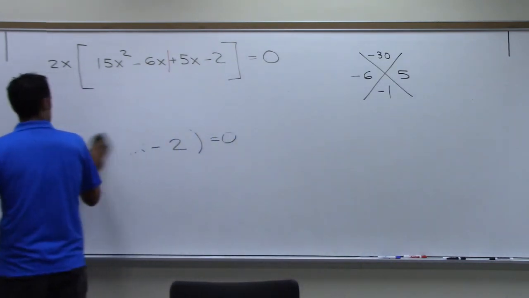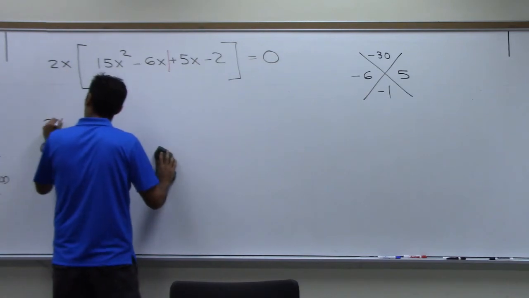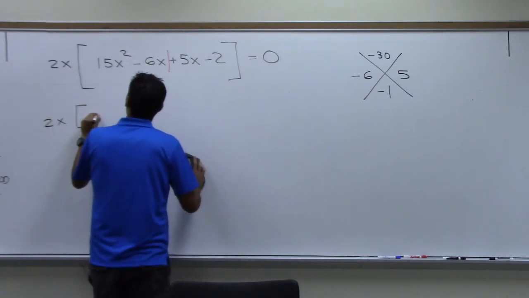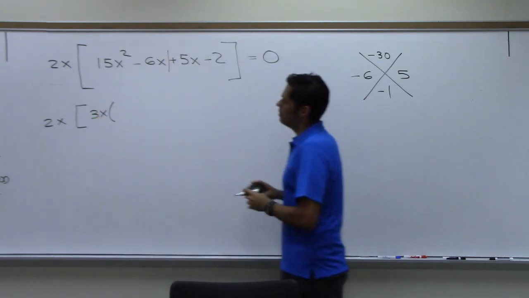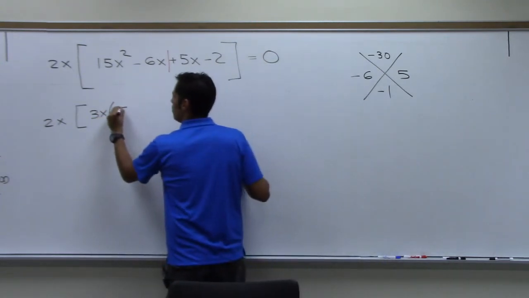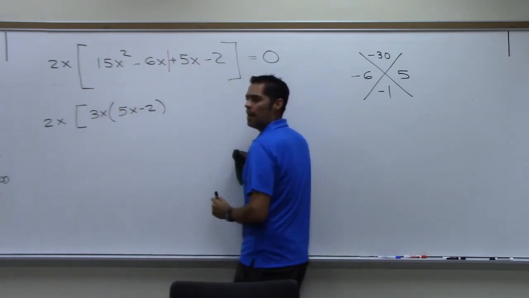What do you have as far as a GCF here? Just x? 3x, okay. 3x, you can pull more out. So 3x, 5x minus 2 is what you would have here. So checking it, yep, you get that back.